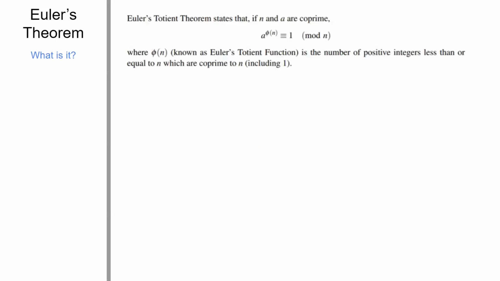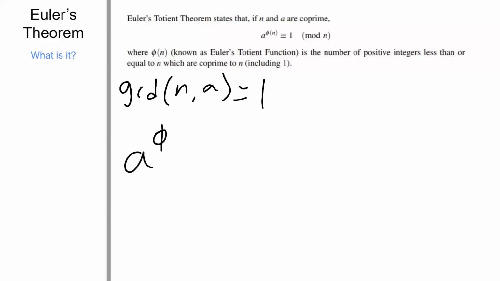So just briefly, I'm going to cover Euler's theorem. You guys were probably here for mods last time, but Euler's Totient theorem states that if you have two numbers n and a that are coprime, which means the GCD of n and a is equal to 1, coprime is the same as relatively prime, that means that a to the power of the totient function of n is always congruent to 1 mod n.